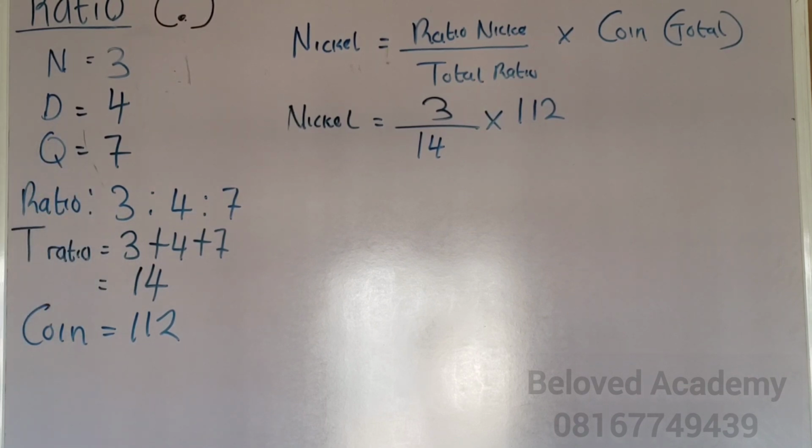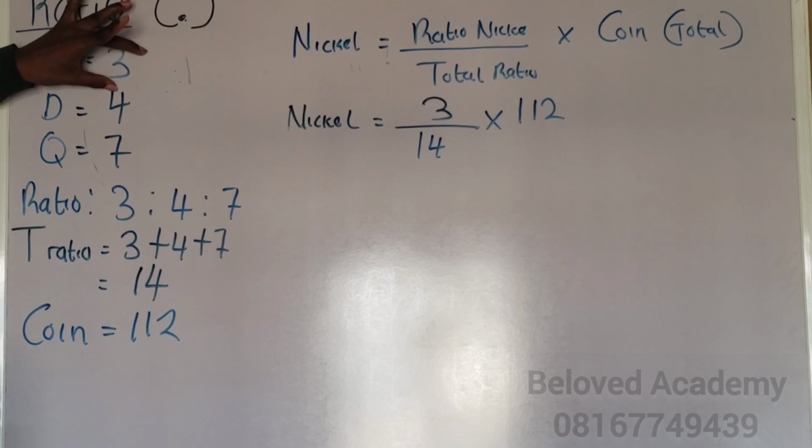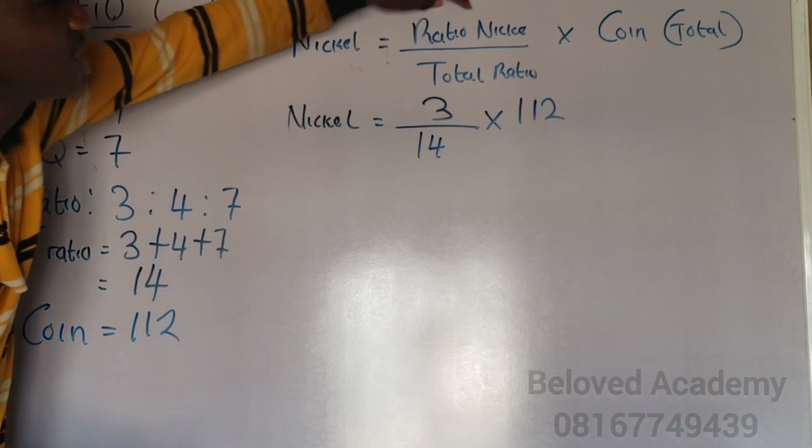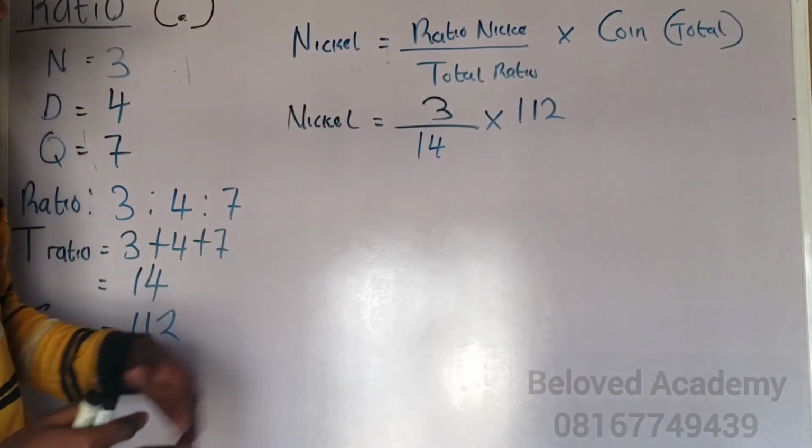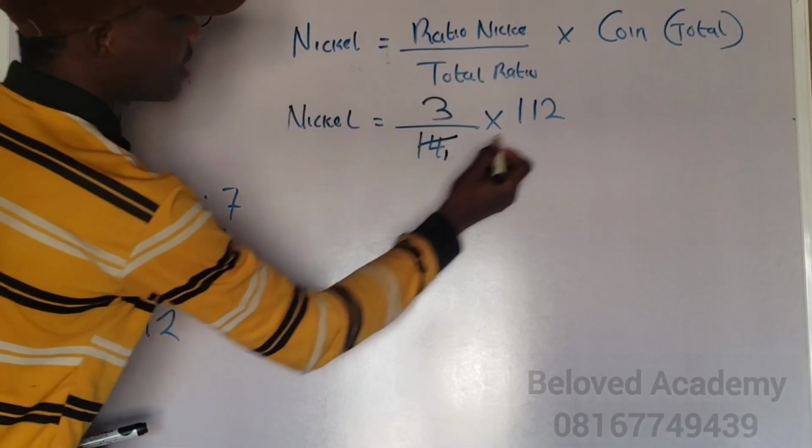Using the first method, the first step is to sum up all your ratio. Now, you take the ratio one by one. We are told to determine the total number of nickel coins present in the jar. The ratio of nickel is 3. So you're going to use this formula: the ratio of nickel all over the total ratio, multiplied by the total coin in the jar. Now, 14 here 1, 14 here 8.